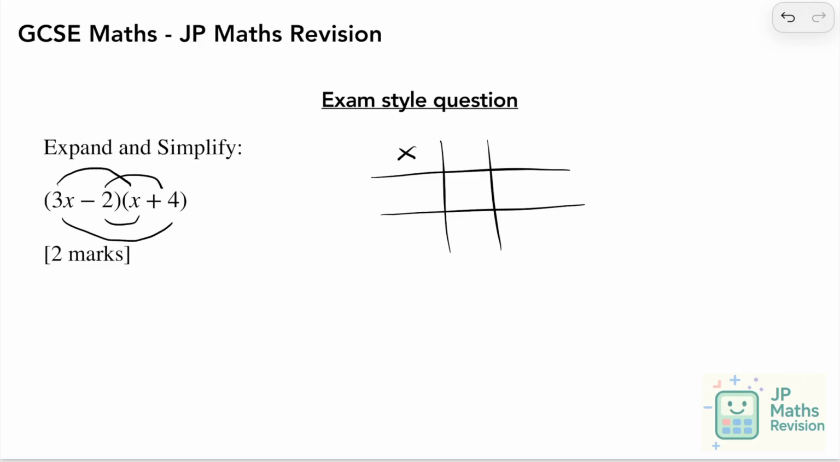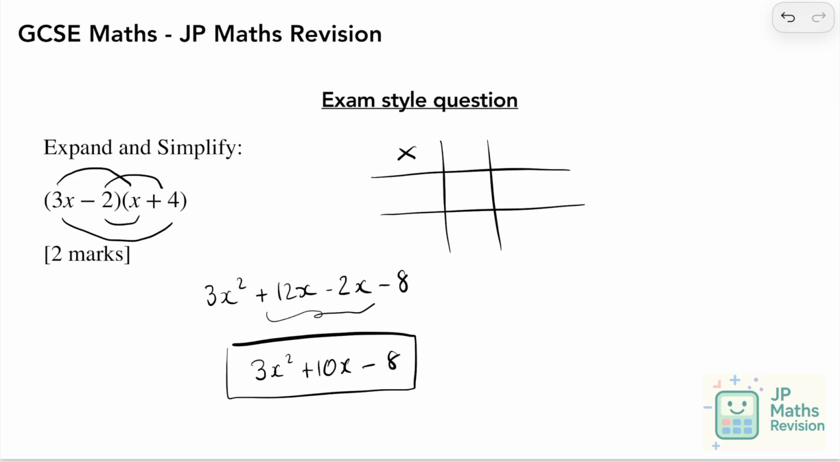So if you want to do the table and you're struggling with the FOIL method, by all means use that instead. So I am just going to do, so 3x times x is 3x squared. 3x times 4 is 12x. Minus 2 times x is minus 2x, and minus 2 times plus 4 is minus 8. So I've expanded, so now I need to simplify for the second mark. So if I simplify this, I end up with 3x squared plus 10x minus 8, and that is the final answer for 2 marks.